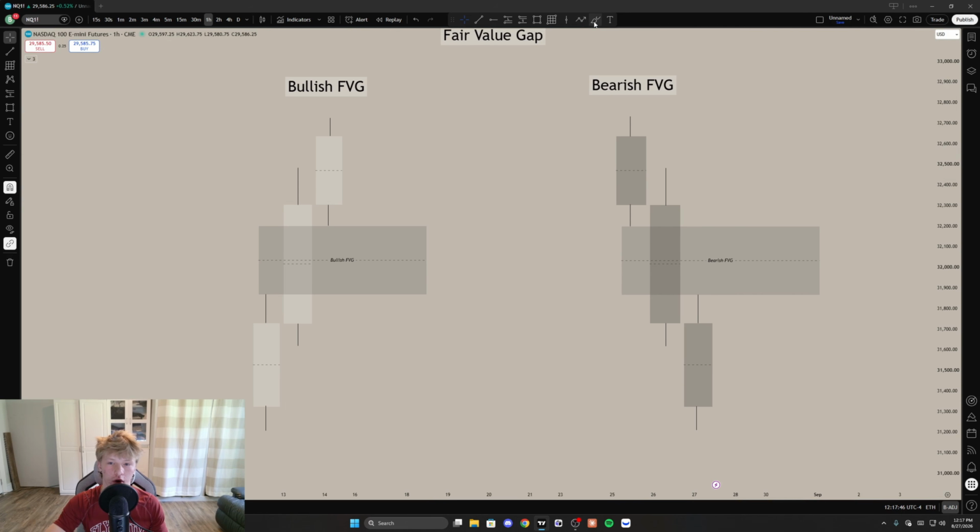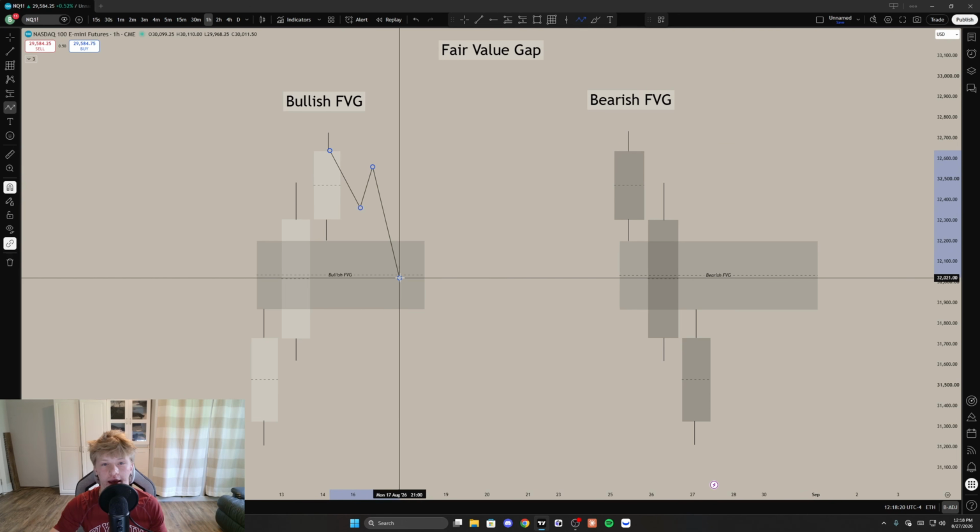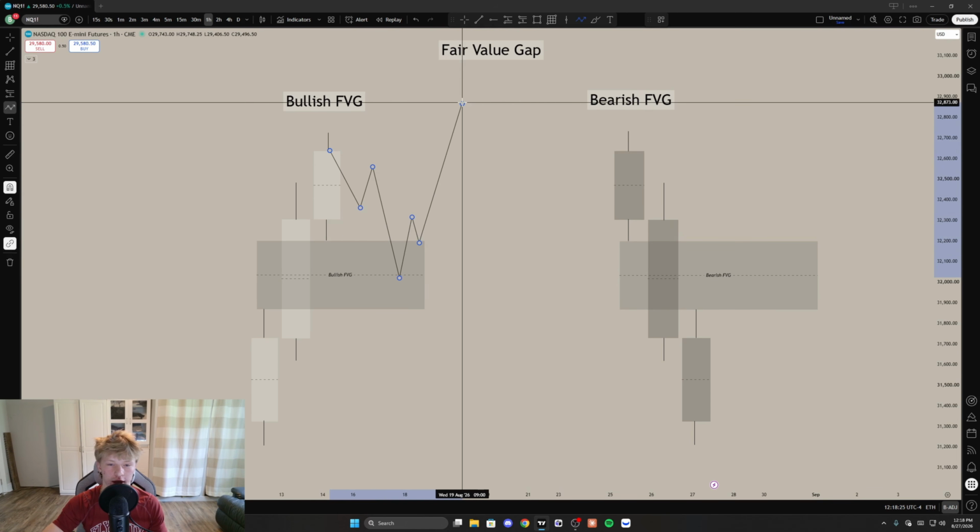Okay, so for the bullish fair value gap, we see the first candle's top wick and the third candle's bottom wick do not meet in the middle here. Okay, there is a void in this area where it is just the second candle's body. So we draw our fair value gap, in a bullish situation, from the top wick of the first candle to the bottom wick of the third candle, and that is our bullish fair value gap.